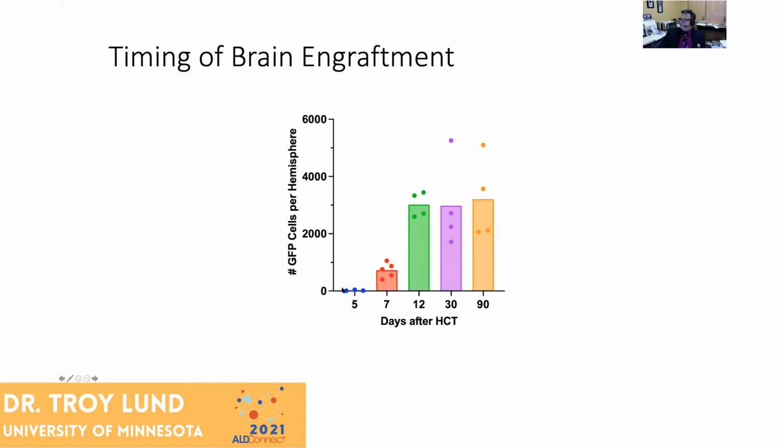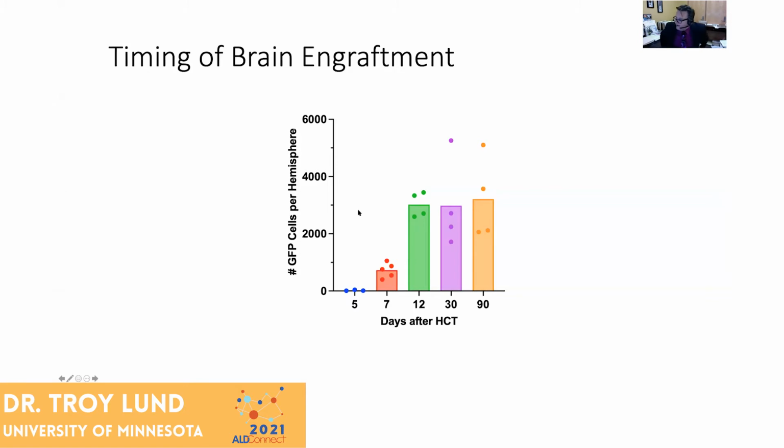You can see at 5 days, there's hardly anything. And then at 7 days, we do start to see just a few cells, maybe about 900 cells. And then it's day 12, where we see a nice number of cells, about 3,000 cells. That's about the same as day 30. And in fact, if you go out to day 90, you don't get much improvement. So what we see is a kind of a rapid upswing to about 12 days, and then it's pretty constant.